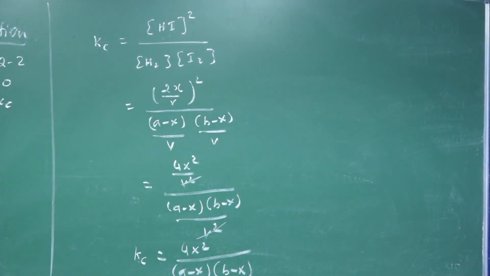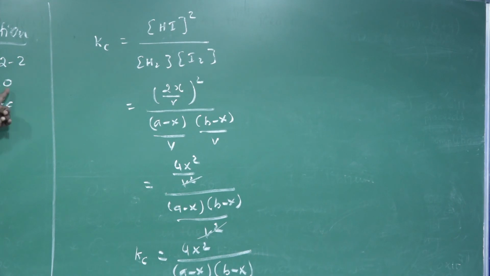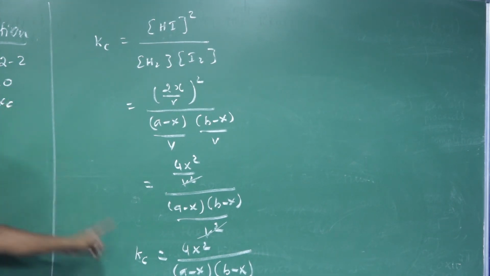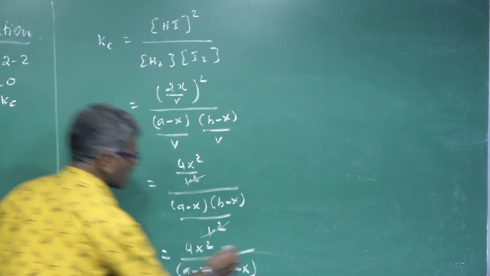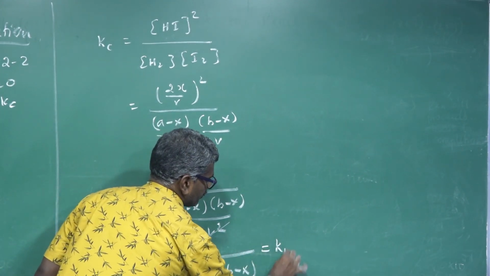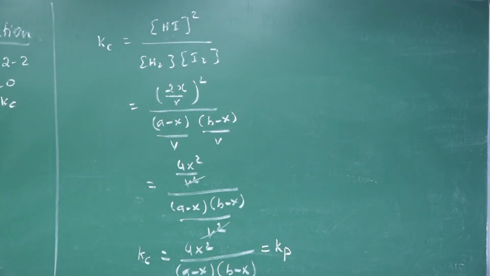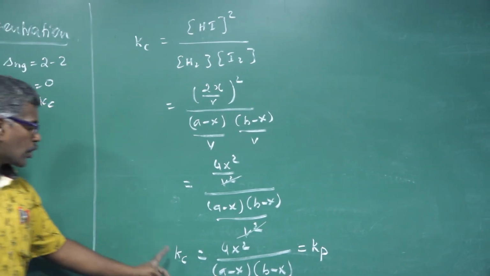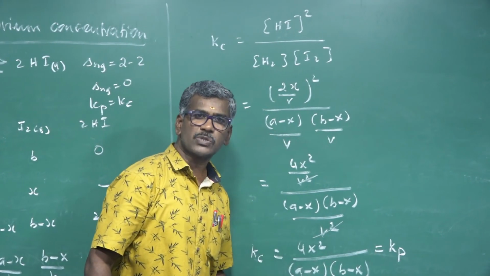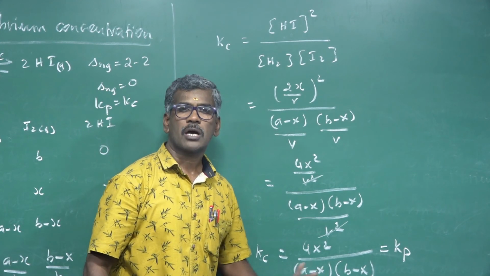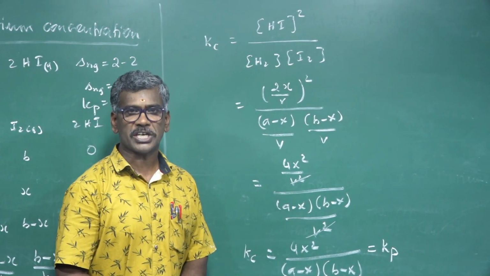Here, what is the condition? Formation of HI, delta Ng is equal to 0. Kc is this one, and Kp is equal to it. By using this equation, we can derive both Kc and Kp. This is the best example for calculation of equilibrium concentration.